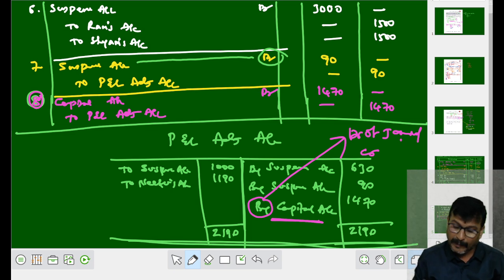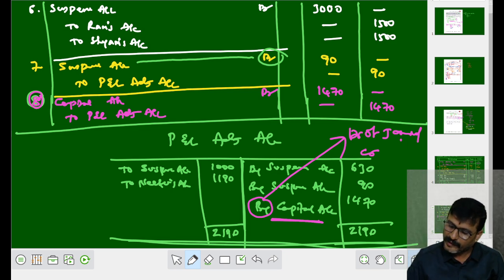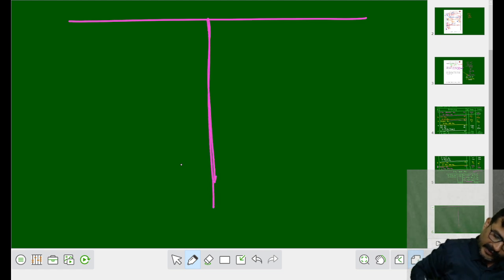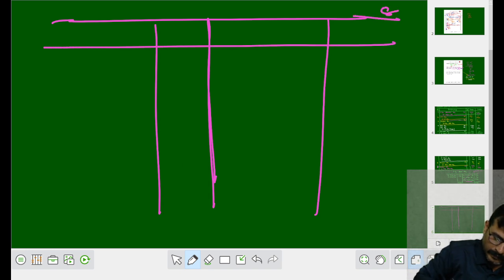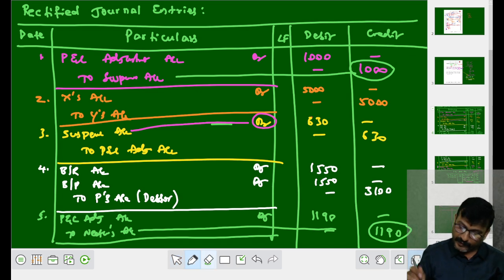Now my dear student, apart from this, he is asking us to prepare one more ledger. That ledger is suspense account. Shall we prepare suspense account? Okay, fine. Let me prepare one more ledger, that is suspense account. Fine. See the first entry. Now I use a different color. Now what happened here? Fine, I use, instead of white, P&L adjustment to suspense.